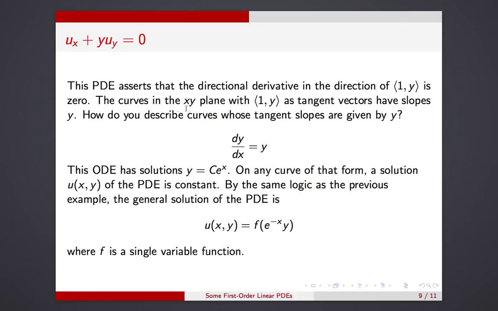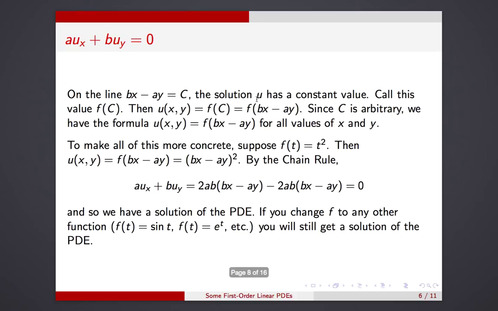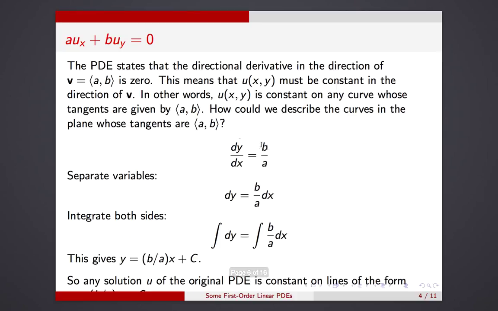So now we need to think about the curves in the xy plane with (1, y) as tangent vectors. And those guys, when you say (1, y), you're just talking about change in y over change in x, right? So y over x. The slopes have this formula. So the rate of change is just y now, just y over 1. Just like before, where were we? Yeah, so y component over x component.